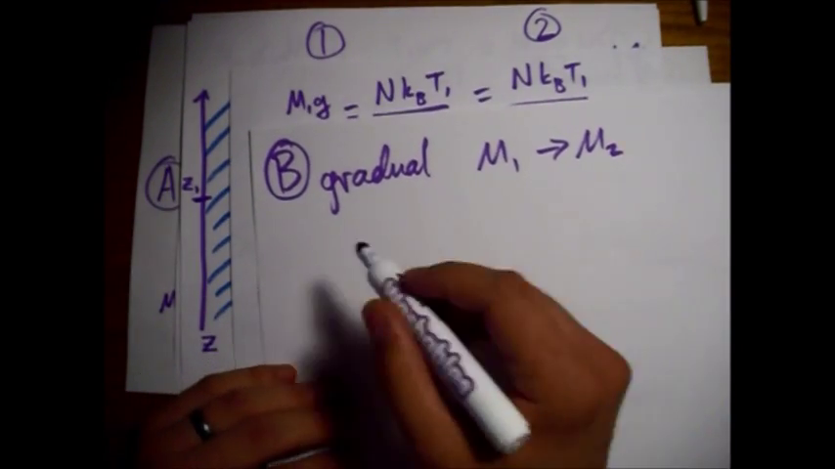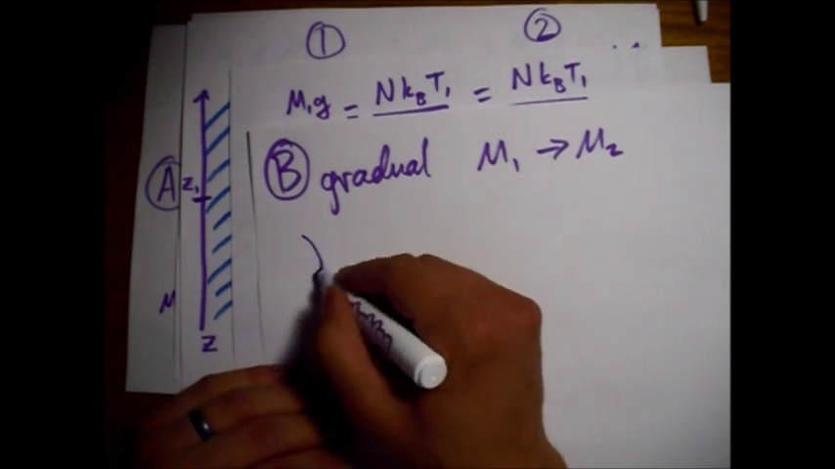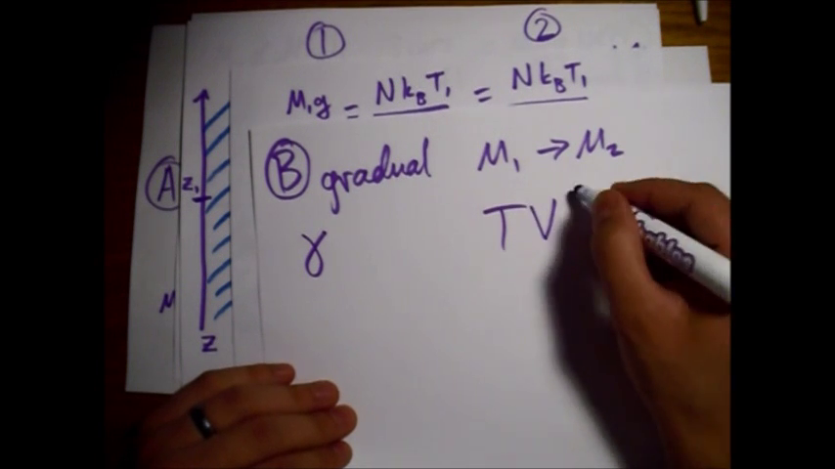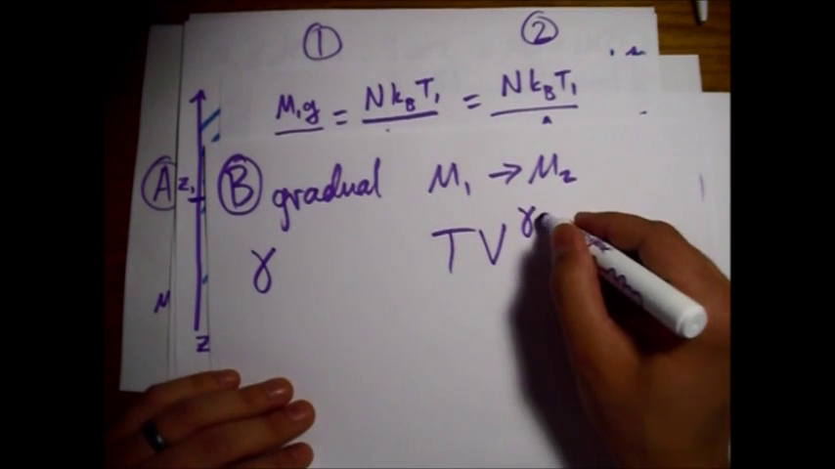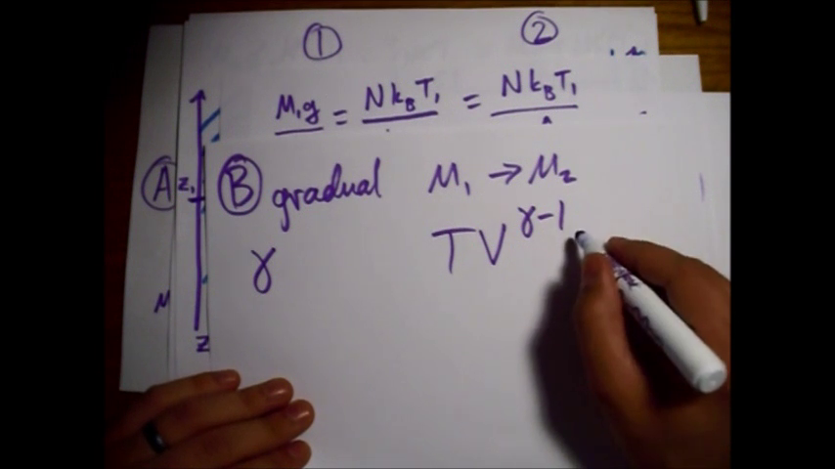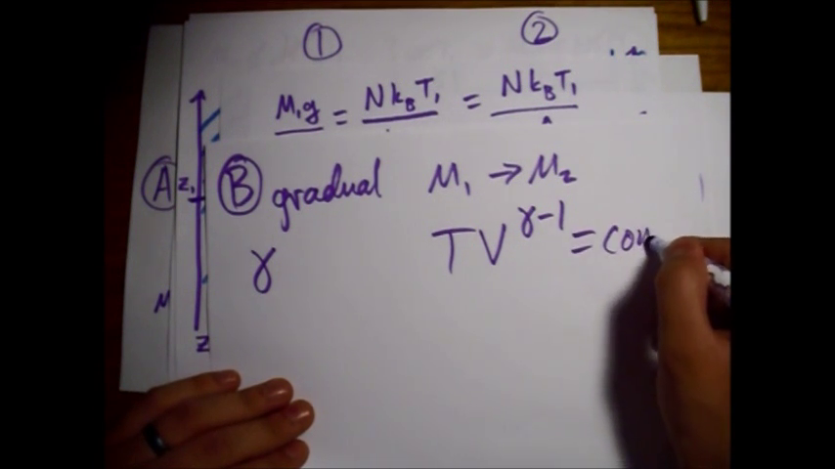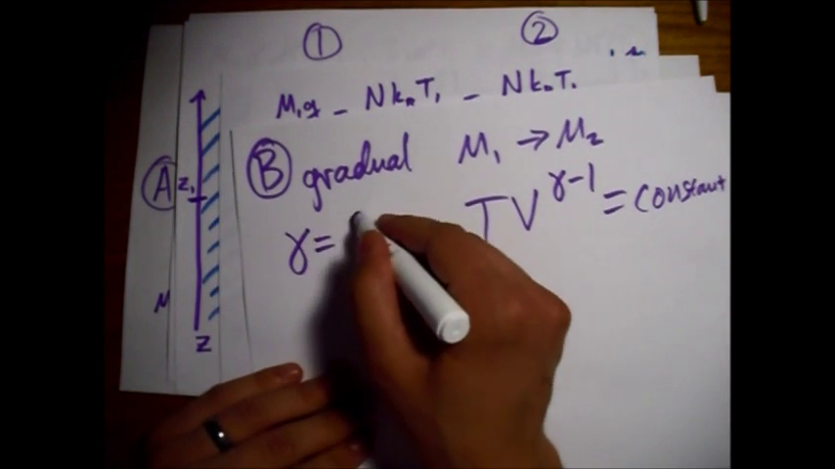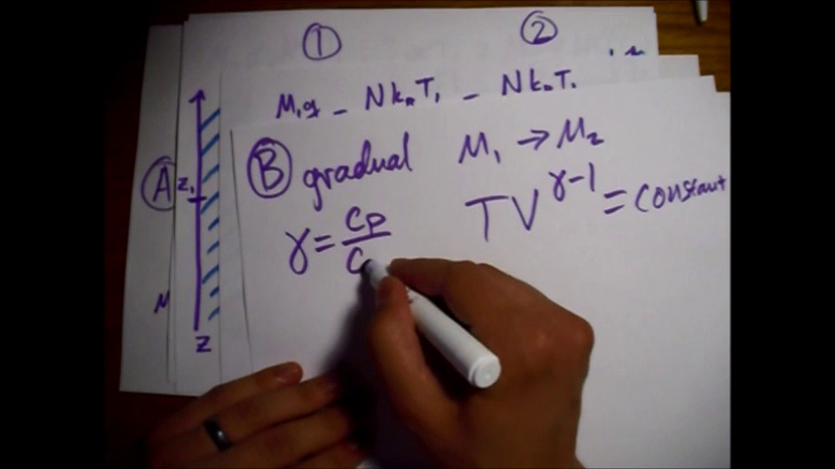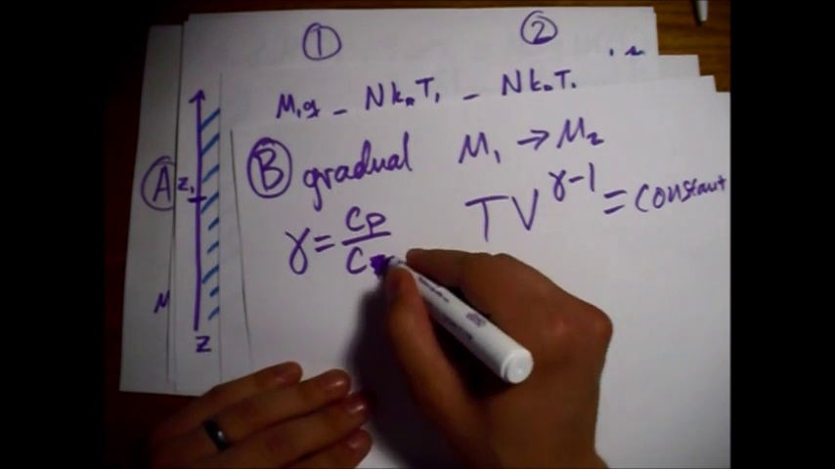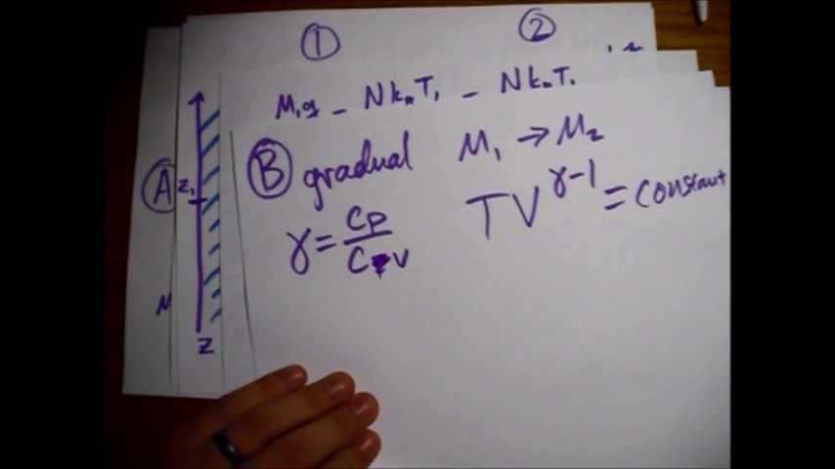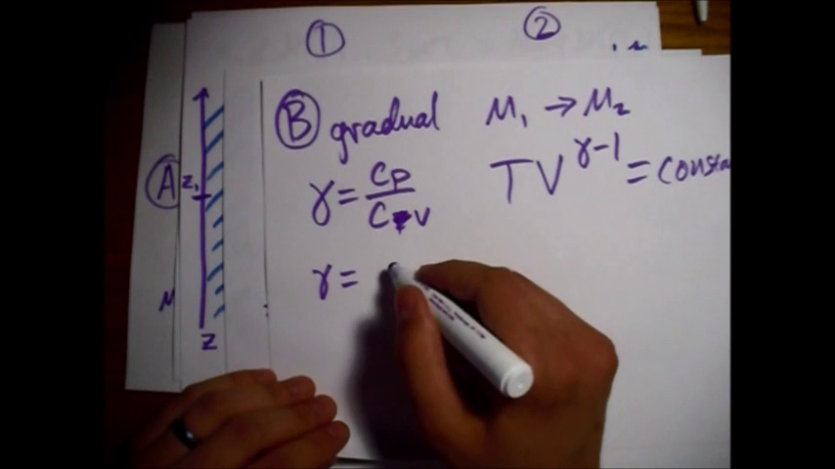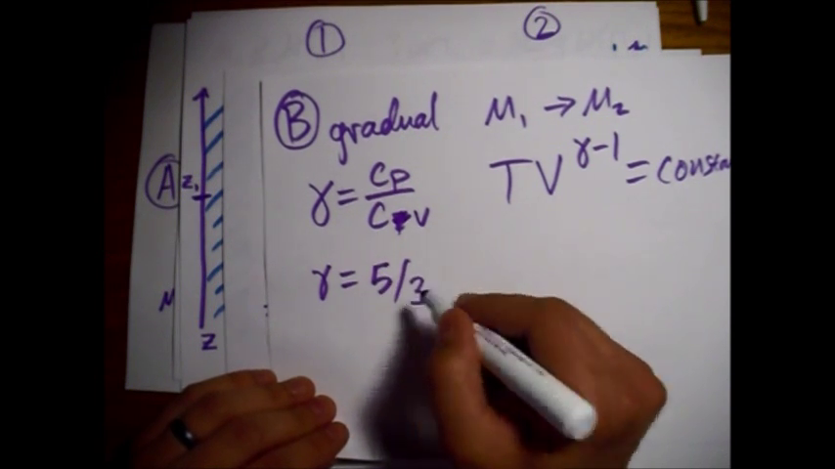What we've got for an adiabatic process is that T multiplied by V to the gamma minus 1 is constant. And this gamma is the ratio of the heat capacities at constant pressure and constant volume. Okay, so for this ideal gas, gamma is equal to 5/3.